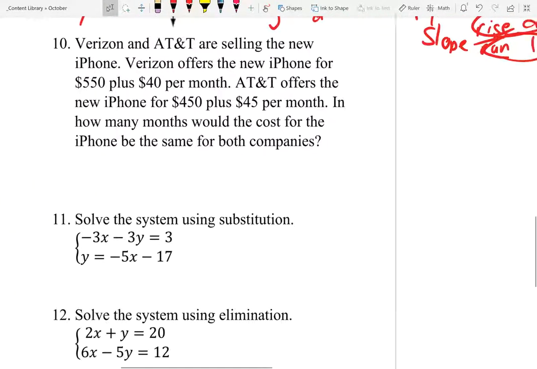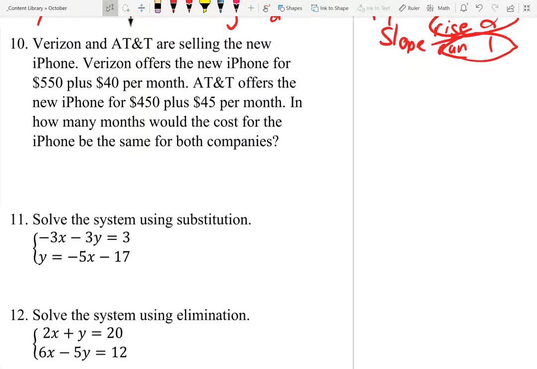Okay, number 10. Verizon and AT&T are selling a new iPhone. Verizon offers a new iPhone for $550 plus $40 per month. AT&T offers a new iPhone for $450 plus $45 per month.